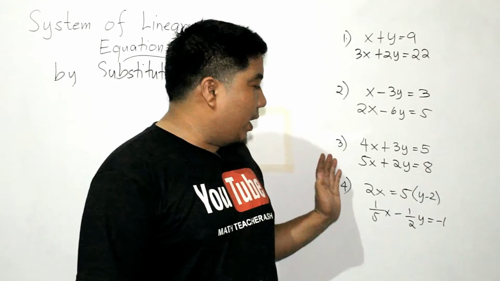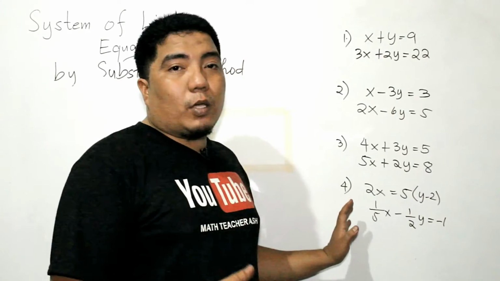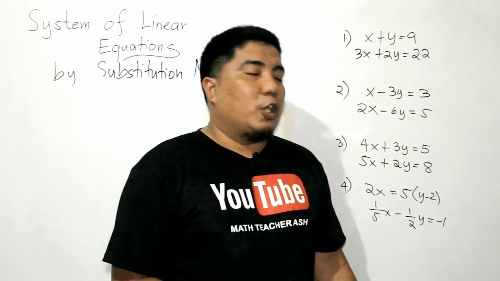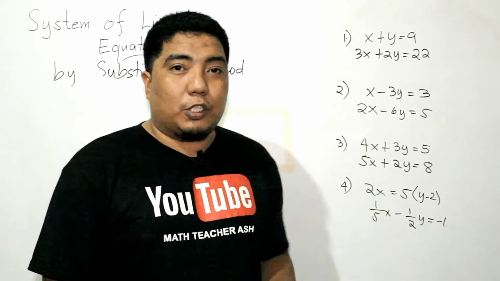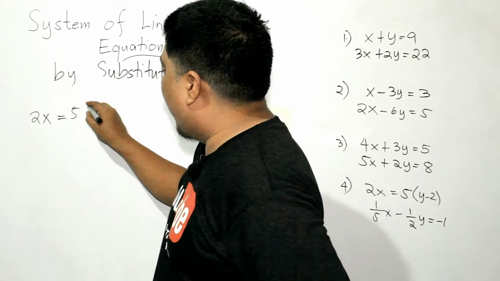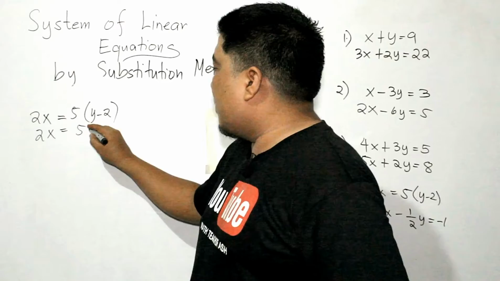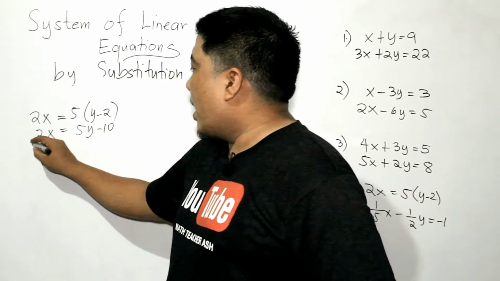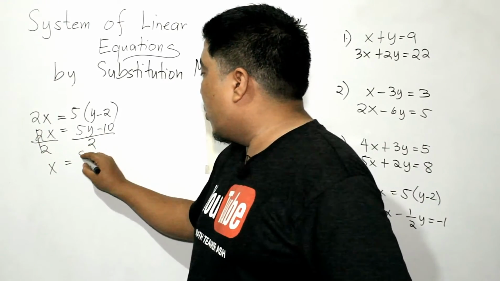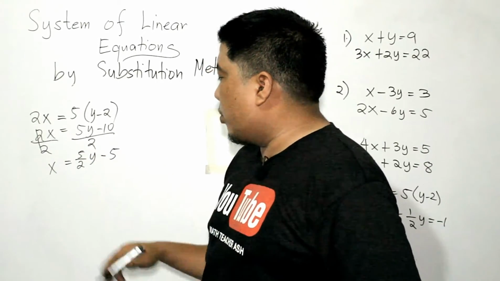Now, for our final example, we have 2x is equal to 5 times the quantity y minus 2, while the second equation is 1 over 5 x minus 1 half y is equal to negative 1. Okay, so let's try to solve first the first equation. So that is 2x is equal to 5 times (y minus 2). Okay, so I will distribute my 5. That gives me 5y minus 10. I divide both sides by 2, so I can yield a value of my x. So x is equal to 5 over 2 y minus 5, because 10 divided by 2 is 5.